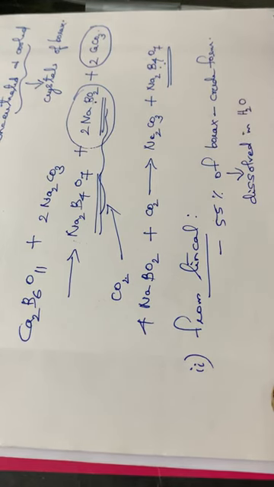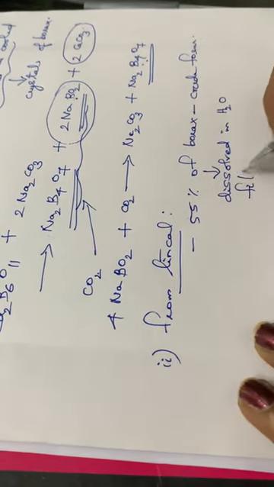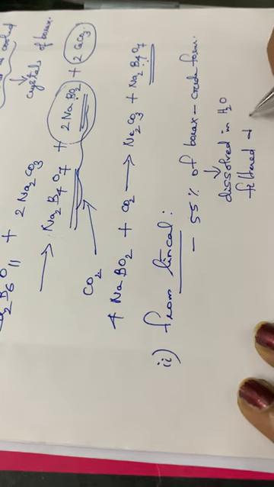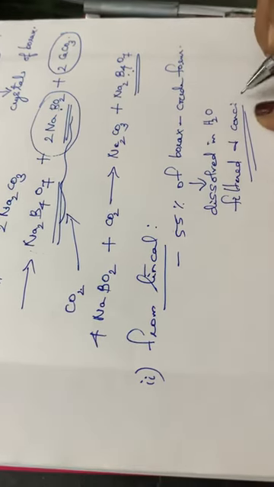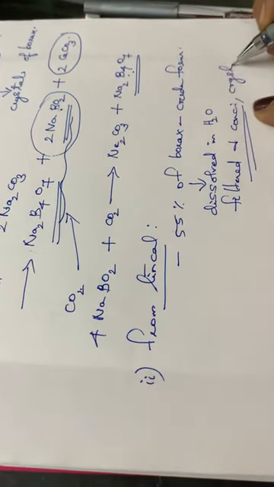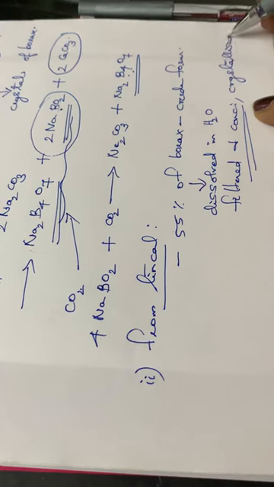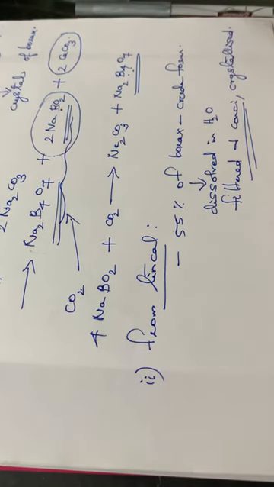Tincal is dissolved in water, then filtered, concentrated, and crystallized. That is the second method of preparation of borax. The first one is from colemanite mineral, the second one is from tincal. Then the next method of preparation is from boric acid.